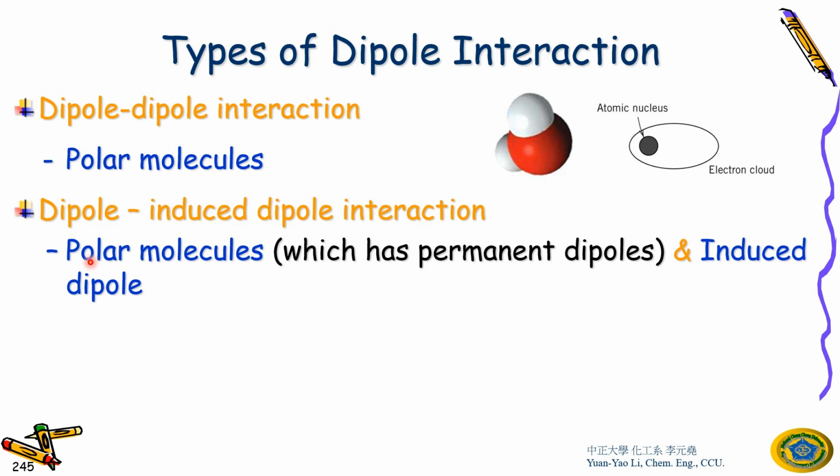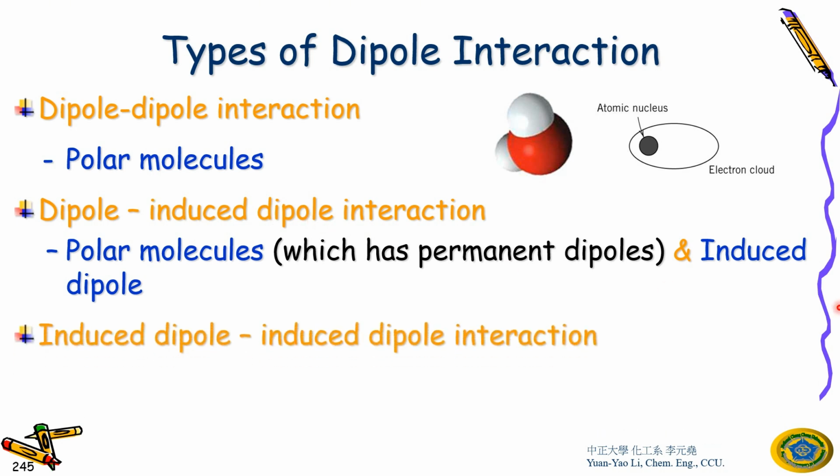So you can have a polar molecule as a dipole, right? And you can use another inert gas or non-polar molecule as an induced dipole, for example. Okay. The third one is induced dipole interaction.